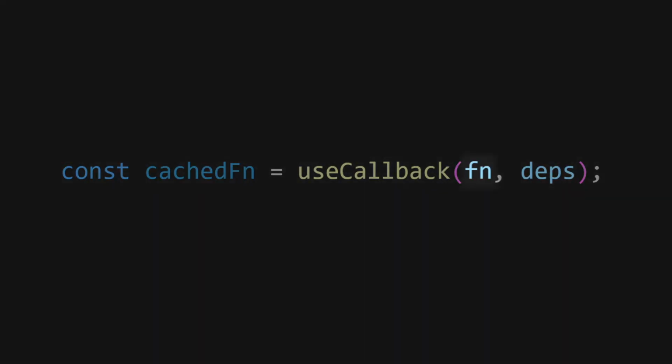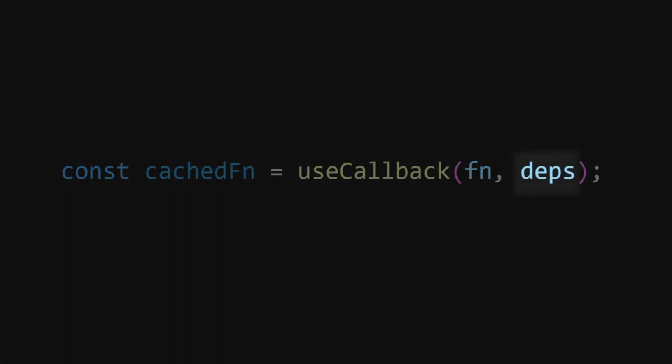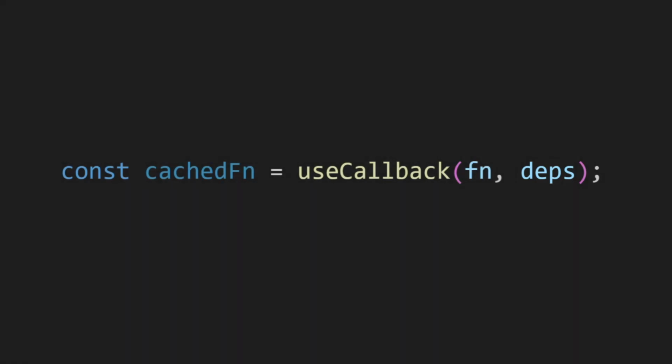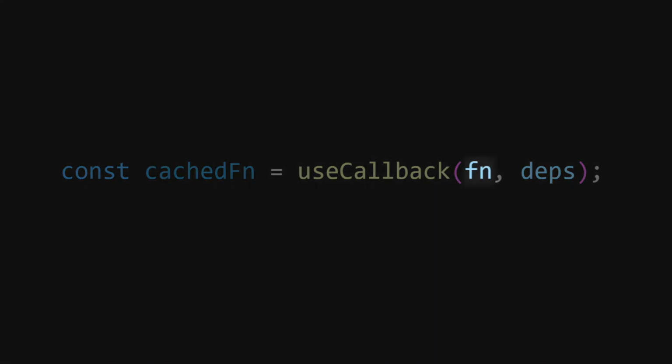useCallback hook, a built-in React function which allows you to cache a function definition between re-renders. It takes two arguments, the function which you want to cache and a dependency array in which you list all the reactive values referenced inside of your function. The return value of useCallback is simply the function you provided as an argument.